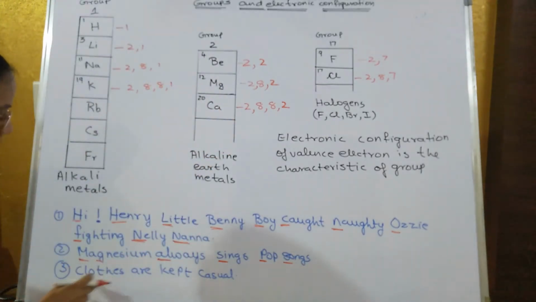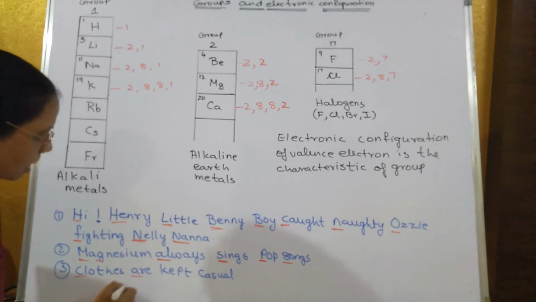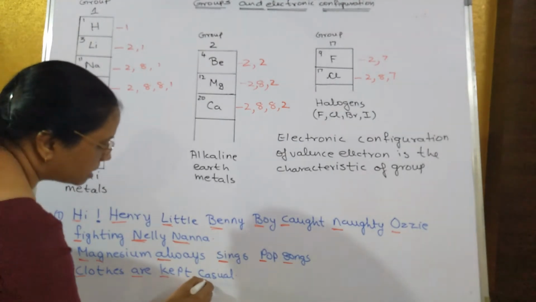Next one, clothes are kept casual. So Cl is chlorine, Ar is argon, K is potassium, and Ca is calcium.